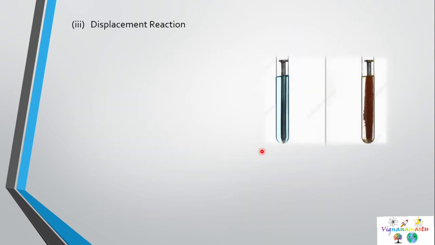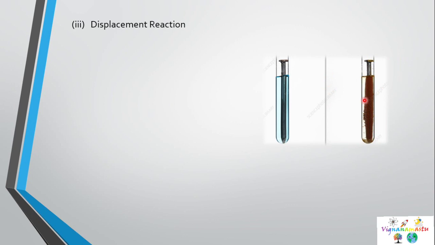Displacement reaction. Let us start with an example. So let us consider an iron nail kept in copper sulfate solution. After a while you can see that the copper sulfate solution loses its identity, that is the blue color. It gets lost. The blue color is no more. The solution becomes colorless, and also you can see a reddish brown colored deposit on the nail.